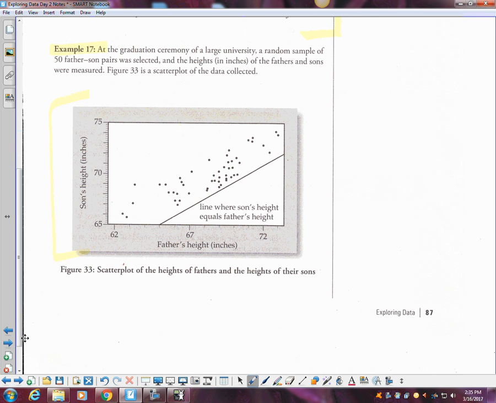Example 17, at the graduation ceremony of a large university, a random sample of 50 father-son pairs was selected, and the heights in inches of the fathers and sons were measured. So here we have a scatter plot. The line is where the son's height equals the father's height. So down here we have the father's height. So let's say he's 67 inches. Well, if the son was the same height, he would also be 67 inches. So you can tell that most of the sons are taller than their fathers.